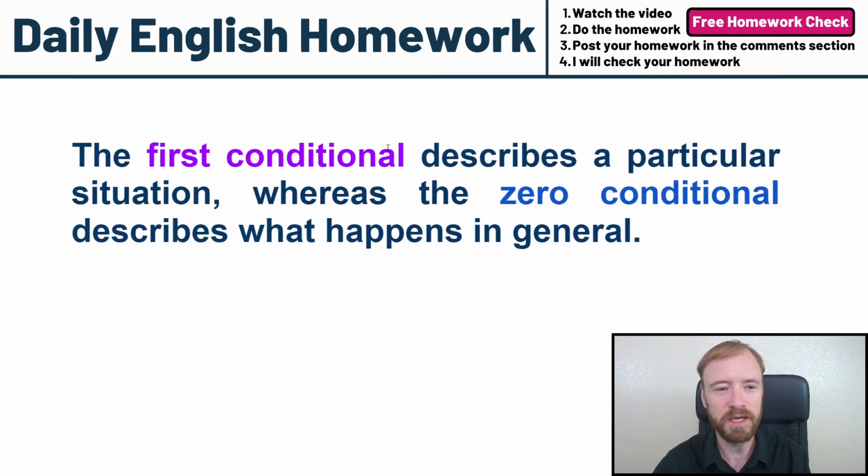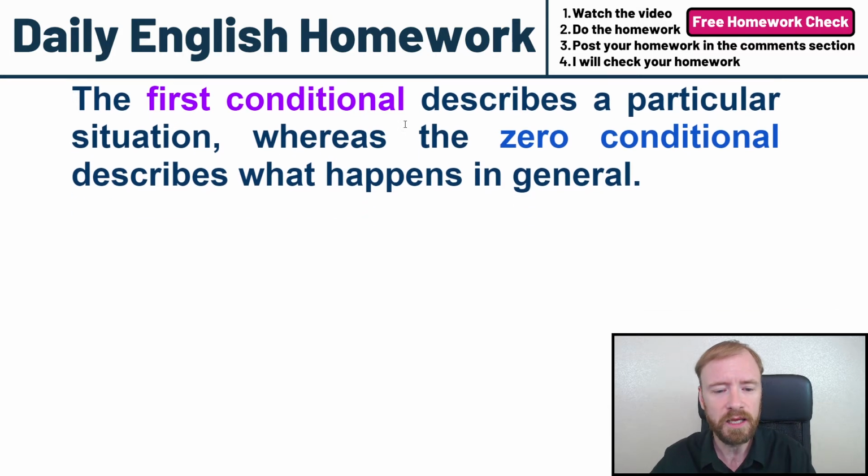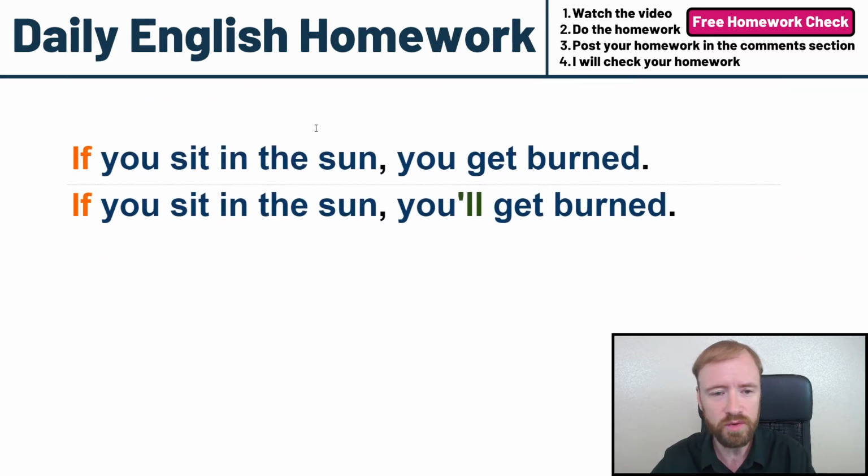And here's a little bit about the difference between the first conditional and the zero conditional. So the first conditional describes a particular, very specific situation, whereas the zero conditional describes what happens in general. So the first conditional is very specific. The zero conditional is very general. And I have 2 sentences to show you what that is talking about.